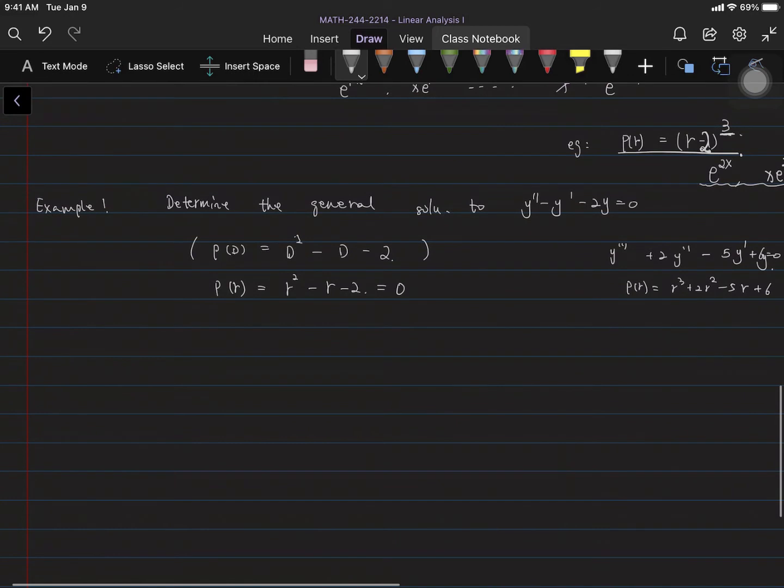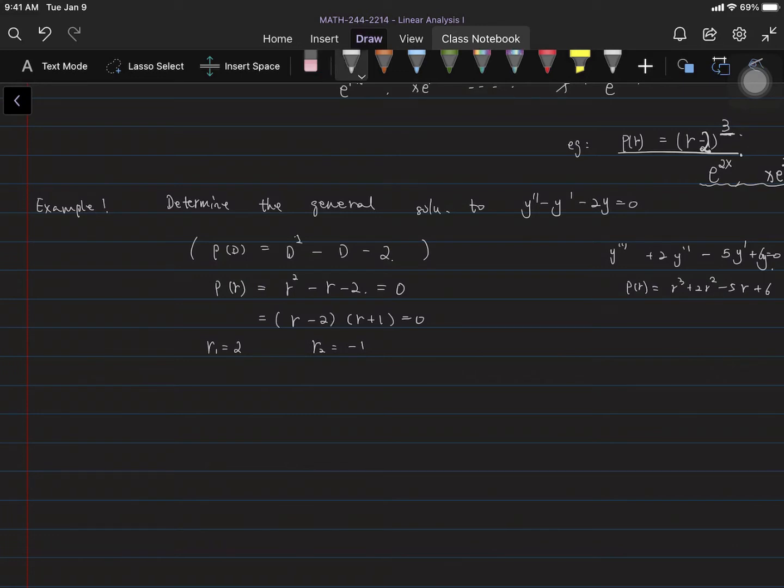And next, we want to solve for r. We can factor this out: r minus 2, r plus 1 equals 0. In this case, we have 2 roots of r, one is 2 and the other one is -1. And here the multiplicity, like a power, they both are 1. So we don't have cases like an x in front.